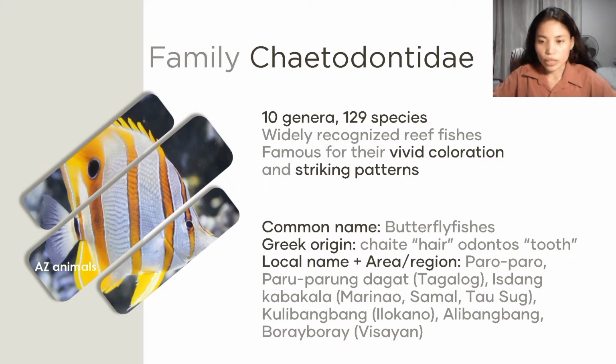Family Chaetodontidae are a group of conspicuous tropical marine fish. It is composed of approximately 129 species in 10 genera. They are a group of widely recognized reef fishes that are known for their vivid coloration and their striking patterns. Moreover, they look like smaller versions of angelfishes which come from the family Pomacanthidae. However, unlike the family Pomacanthidae, they do not have preopercle spines at the gill covers. This will be discussed further on the next slides.